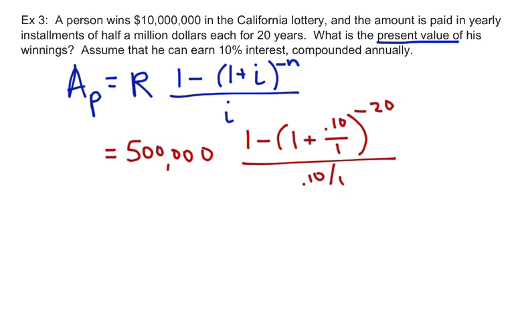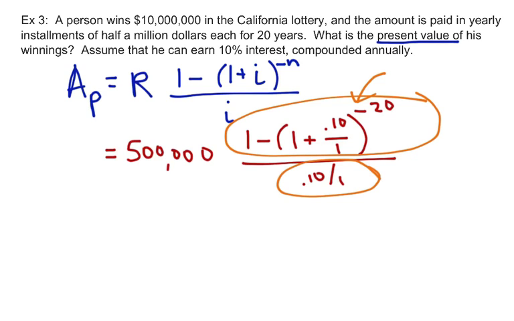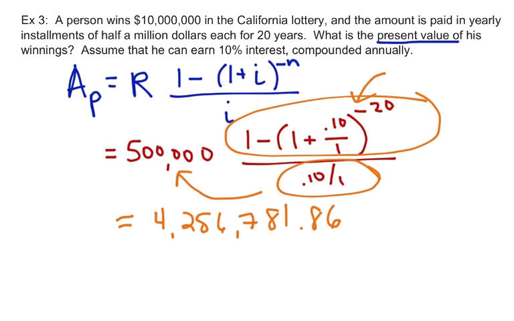And again, what would I do to evaluate this problem? I would first do this. Don't forget that this is negative 20. Then I would divide it by 0.10, and then I would multiply by 500,000. And you're going to find out that the present value of the winnings is $4,256,781.86. If you want to do this in the TVM solver, you are solving for the present value, because you're paying this down. When you're paying something down, the final value is going to be 0.